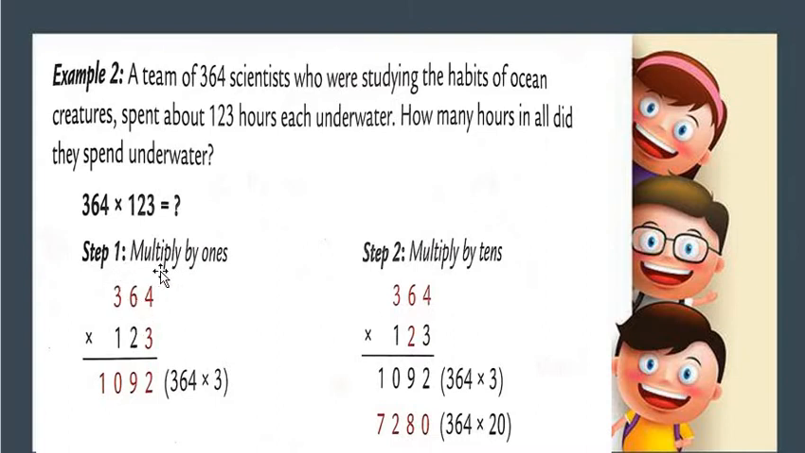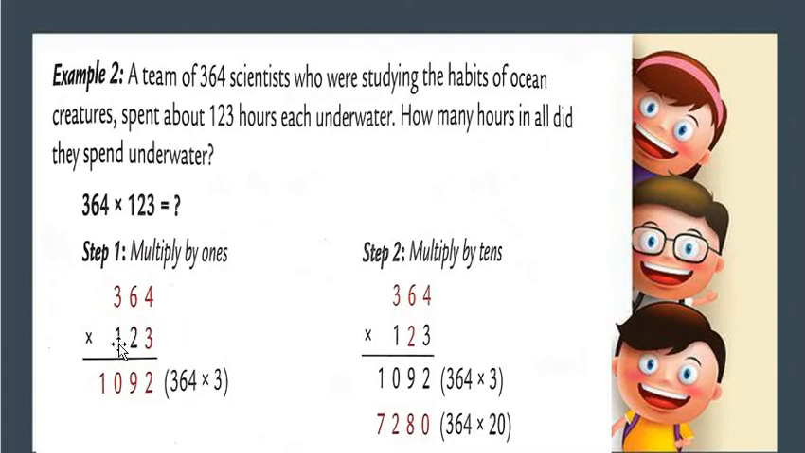Step number 1 is what? Multiply by ones. Always we follow chapter number 1: ones, 10, 100, 1000 and 10,000. So here first of all ones, then after that tens. Multiply by ones and multiply by tens. Got my point all students? First of all what we do here is multiply by ones and then multiply by tens. Got my point all students?